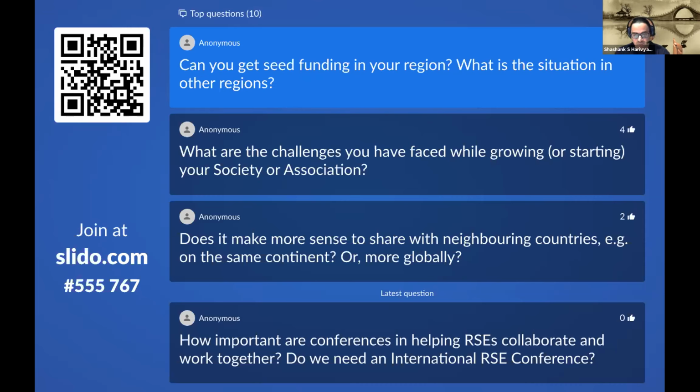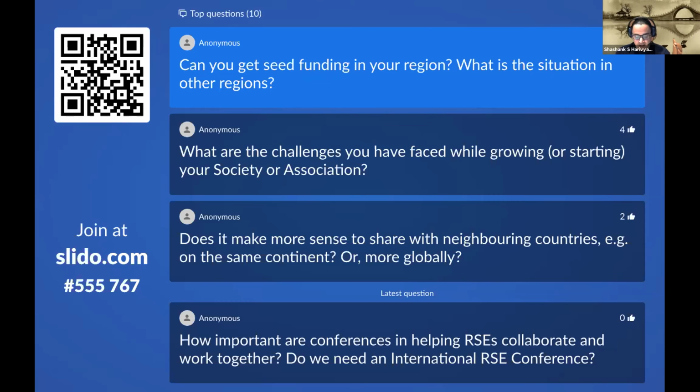Then another way could be to try and convince agencies that funding is needed for training. So I think this is what the Nordic model was, where they convinced that training is required among the new generation of researchers in general, and that helped them, as Jarno said, form the Nordic RSE community.